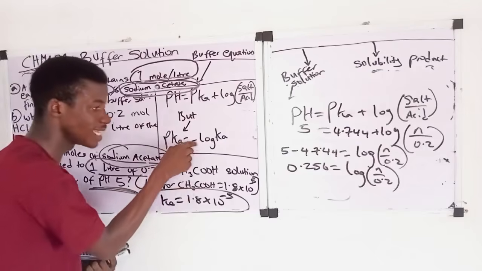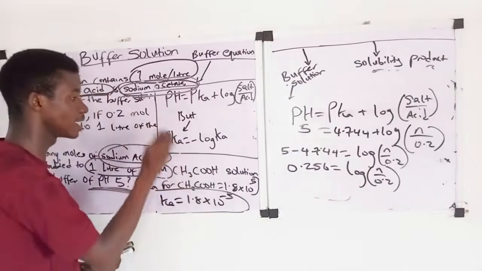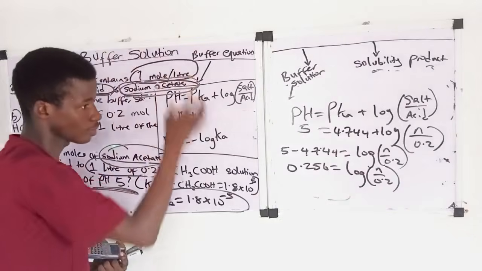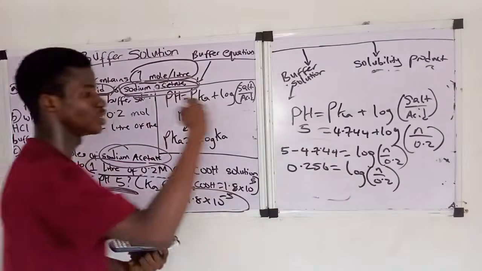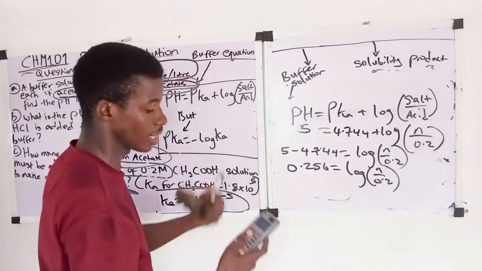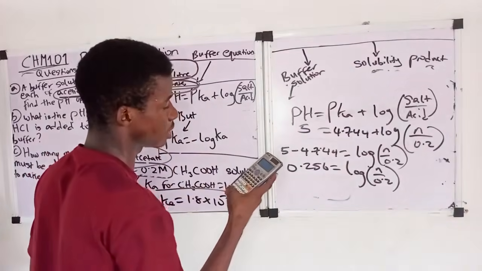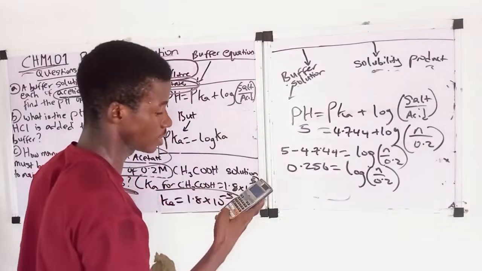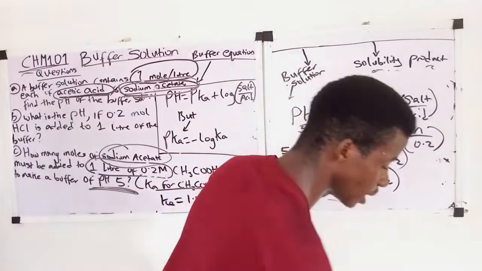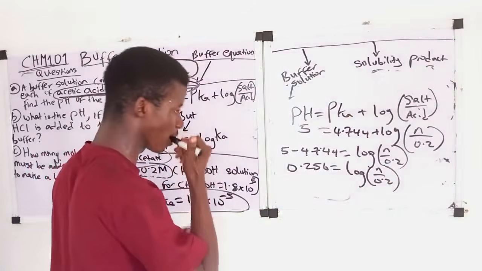Unlike in pH, where if there's a negative value and you are to look for the anti-log, you write the minus and your number. Since there's no minus here, just press the anti-log and put your value. To get the anti-log, press shift then log, then write your value, 0.256. When I do it, I got 1.80, so let's just use 1.8.